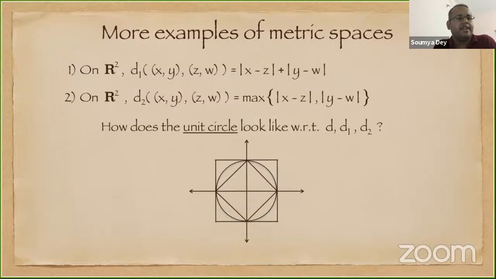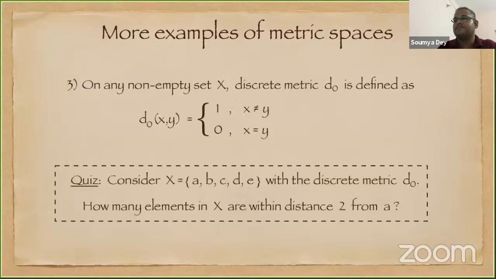Yeah, some people are writing D1. Okay. Yeah, I think most of you agree it's D1. Most of the people have agreed. And what about the outer square? It's with respect to D2. Great. So now you know how these unit circles in these metrics look like. Let's move on.